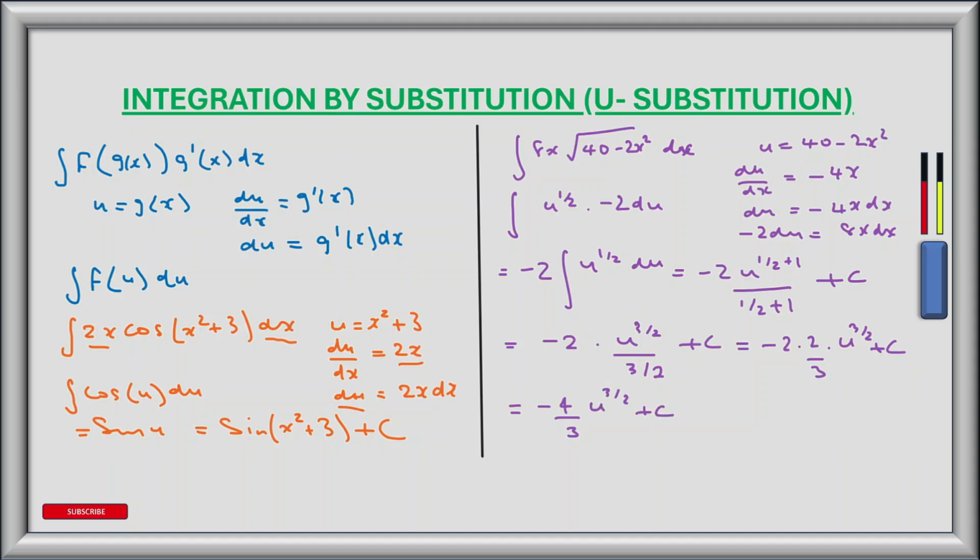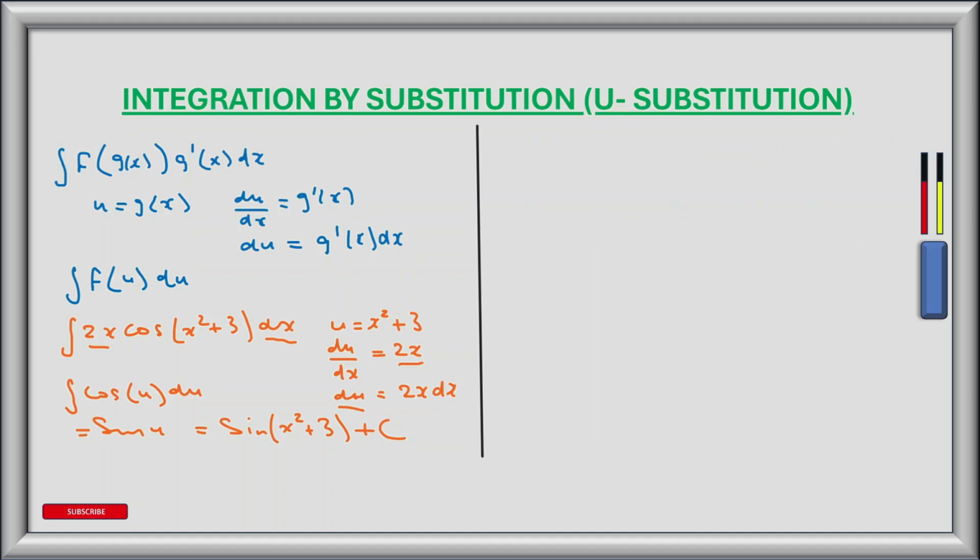So now if we substitute u back in, it becomes minus 4 over 3 times (40 minus 2x squared) to the power of 3 over 2 plus c. So let's try this one. Let's find the indefinite integral of x cubed multiplied by e to the power of x to the power of 4 dx.